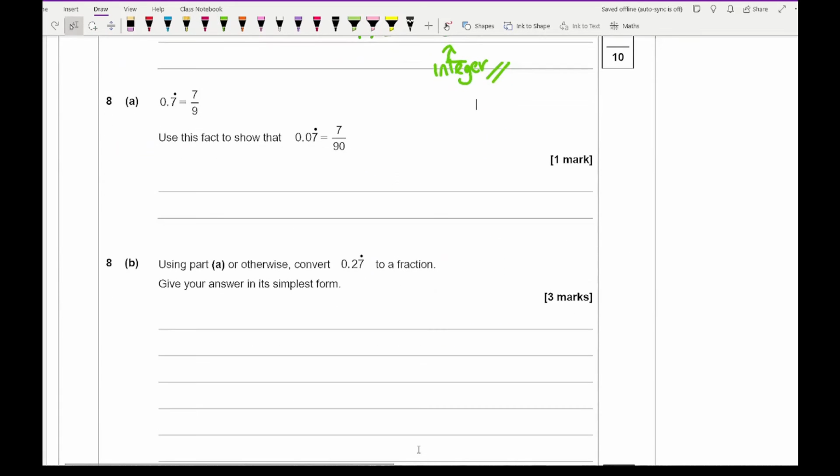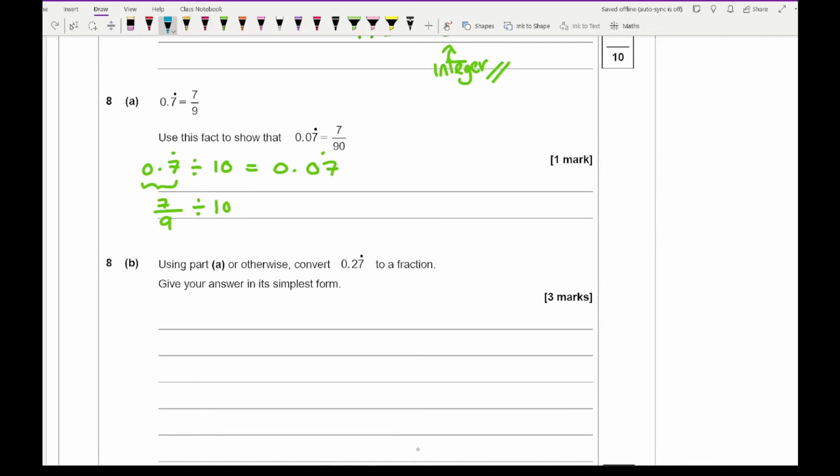Then moving on to question 8, it says 0.7 recurring equals 7 over 9. Use this fact to show that 0.07 recurring is 7 over 90. Well, if I do 0.7 recurring divided by 10, then I end up with 0.07 recurring. Now this I can write as 7 over 9, so it becomes 7 over 9 divided by 10.